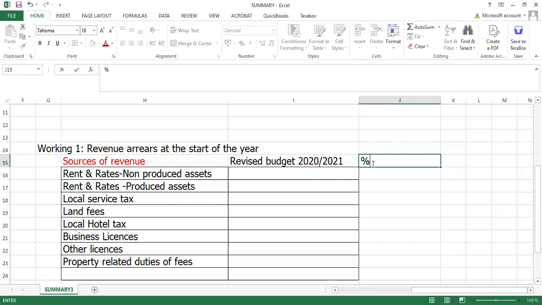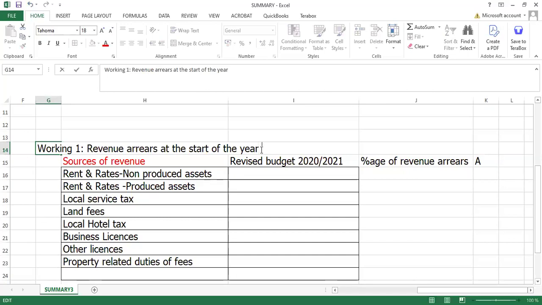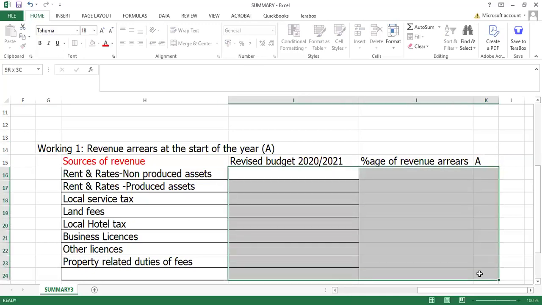In the question, I have the percentage of correction. Because I'm interested in the revenue areas, I can simply get the percentage of revenue that was not corrected, so that it can help me directly to get the A. I want to get the A, that is the revenue areas at the start of the year. This will be my A. So if you know this, really, it becomes easier.